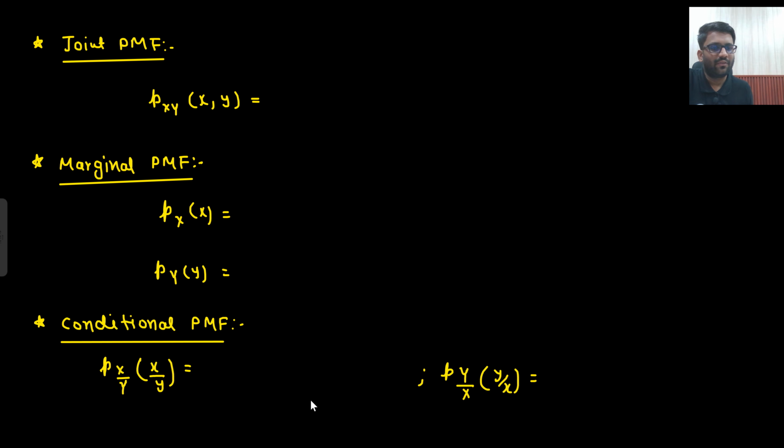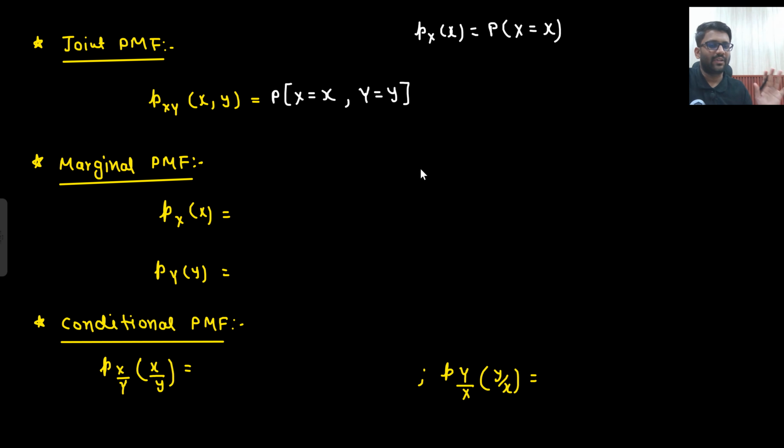Joint PMF, we have already discussed it. What is joint PMF? What was your P_X of x? It would tell the probability of random variable x taking value small x. So what would be your P_XY of x,y? The probability of random variable x taking value small x and random variable y taking value small y. Very simple. It is PMF, right? Joint PMF or simple PMF should be very simple for you.